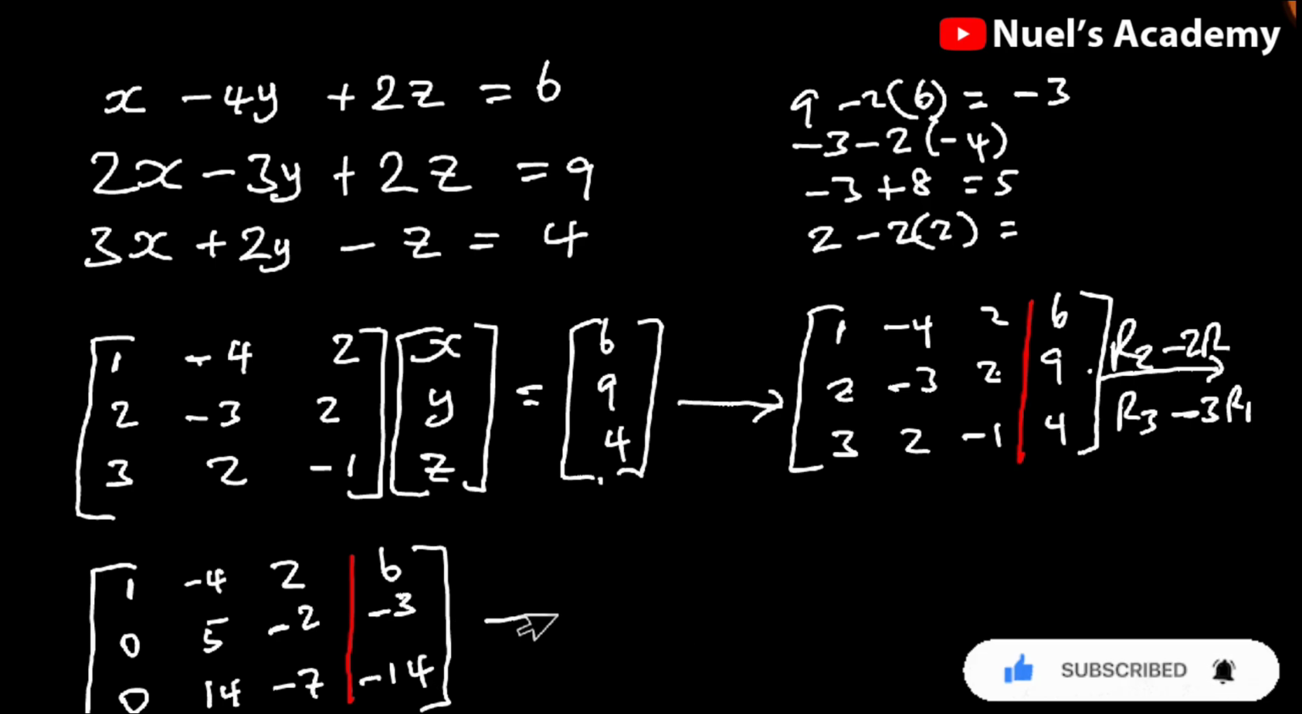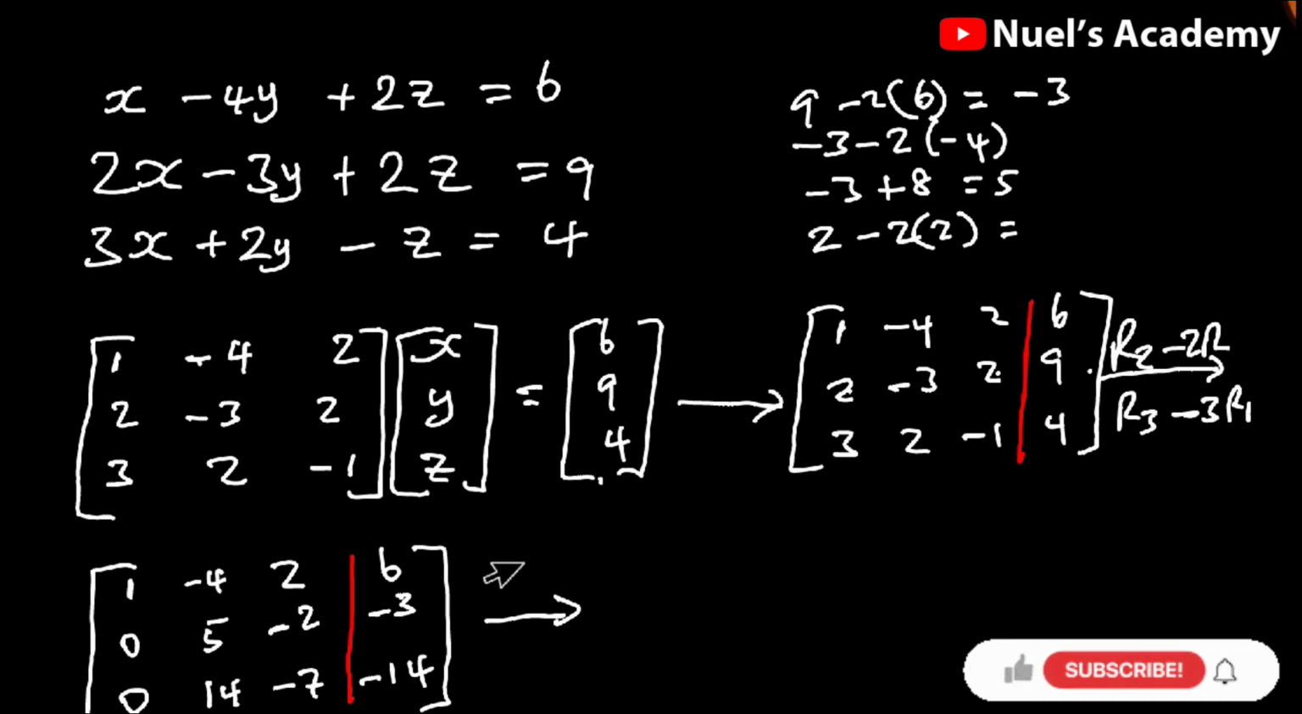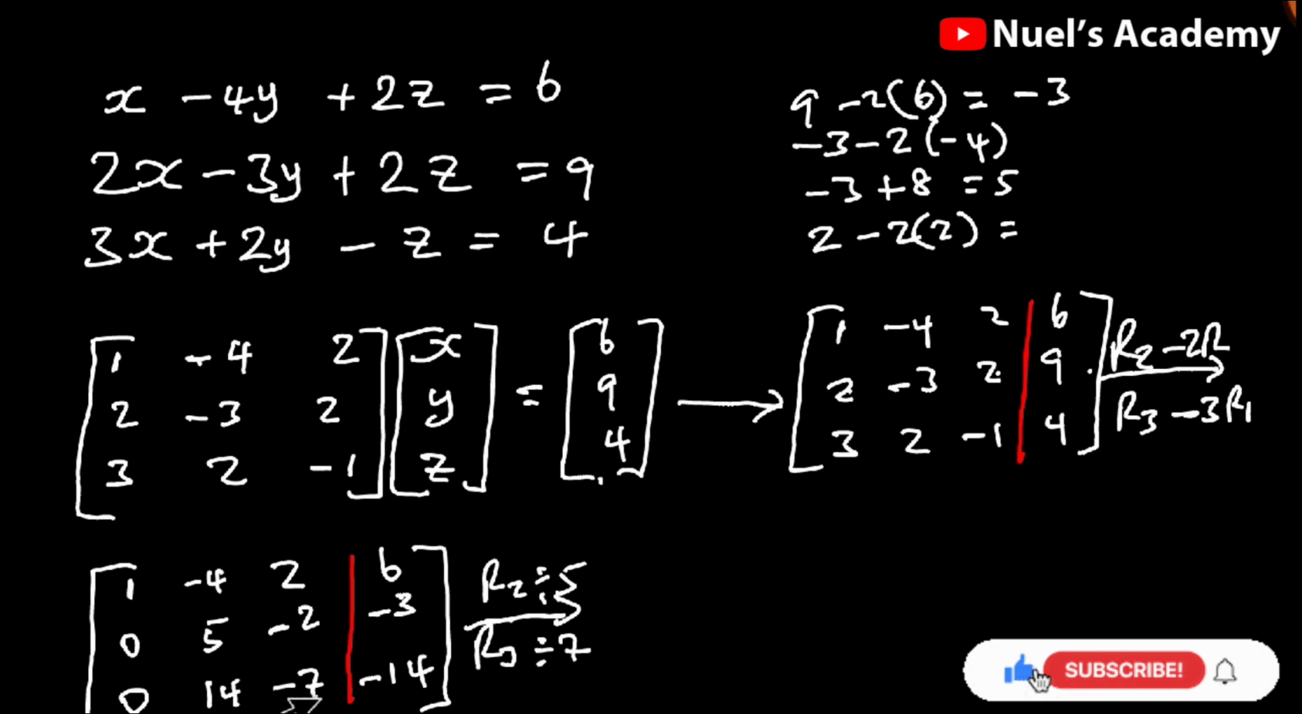So the next thing we're going to do here is to divide this row 2. This is row 2. We're going to divide it by 5 just to make our simplification simple. We're going to have 1 here just as we have 1 here. So that will make our computation simple. And this row 3, we're also going to divide it by 7, because 7 can divide 14, 7 can divide negative 7, and 7 can divide negative 14. So we're going to use 7 to reduce them.